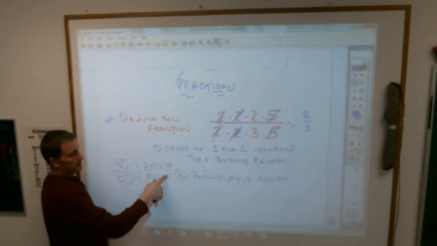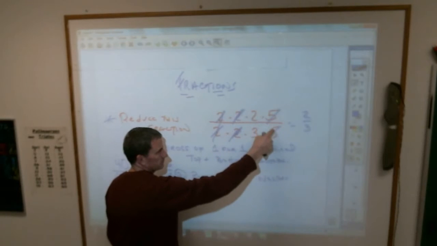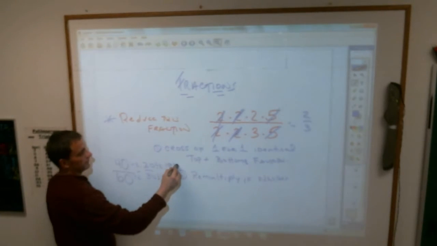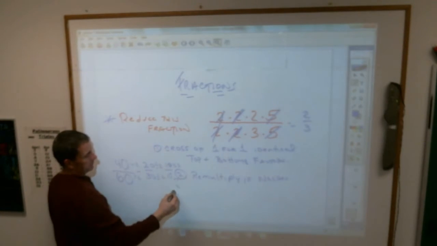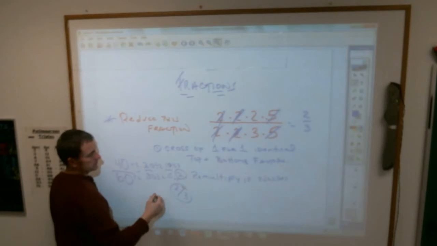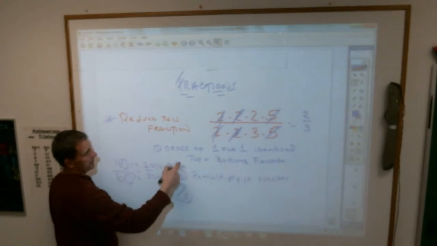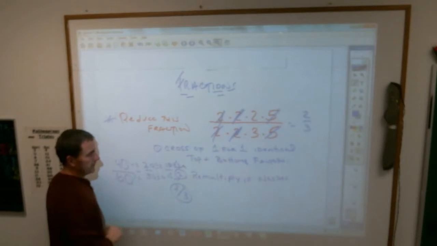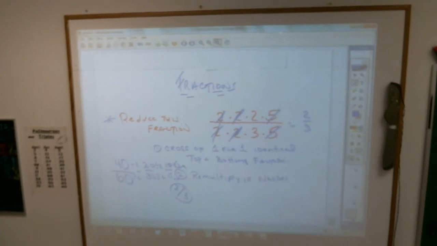And then what number goes into 10 and 15? Those 2 5's that I did there. So you divide them both by 5, and you end up with the 2/3 we got for our answer. 2 2's and a 5, 2 2's and a 5. You're just reducing that sort of thing there.